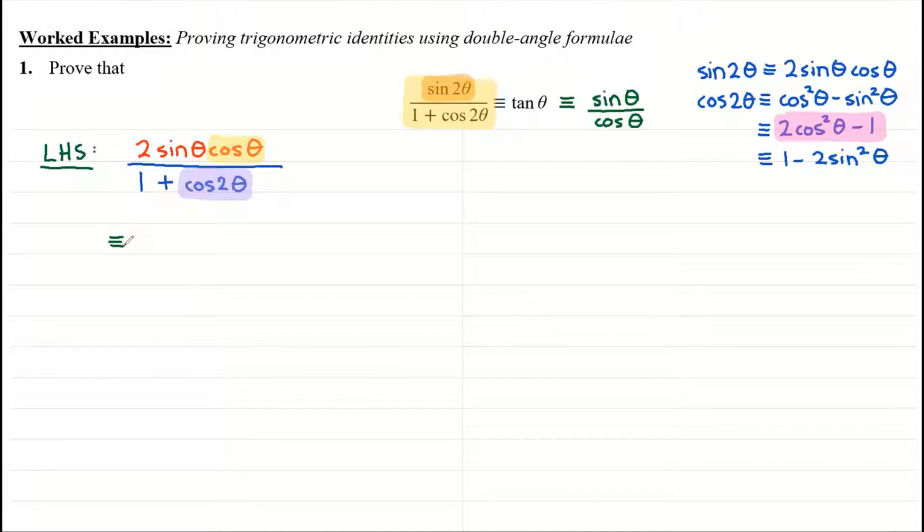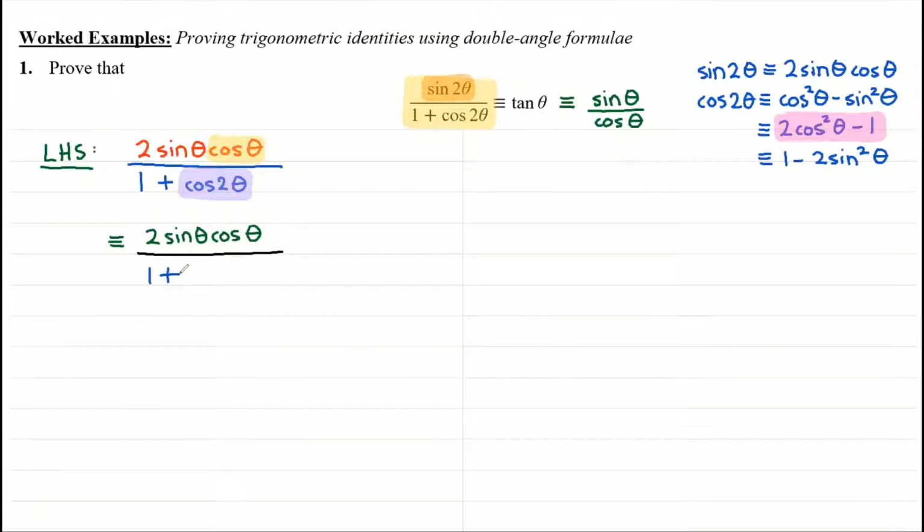So this is going to be identical to 2 sine theta cos theta. I'm kind of forced to write that, so there's not much else we could do. And that's going to be over... Now let's see what happens when I sub it in. I've not mentioned the 1 yet, so I'm hoping that's going to cancel out.